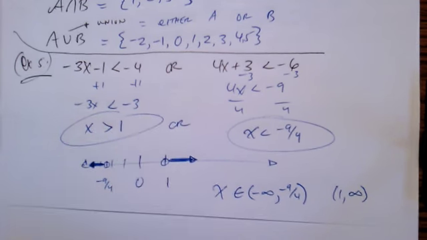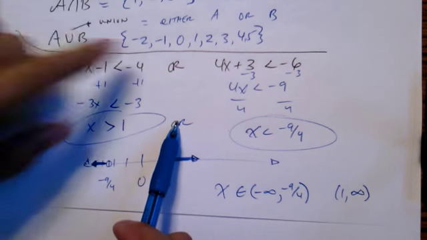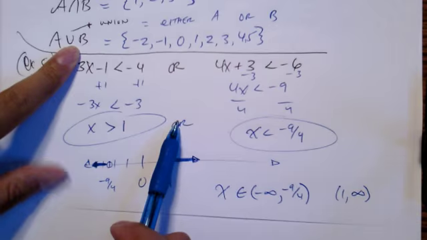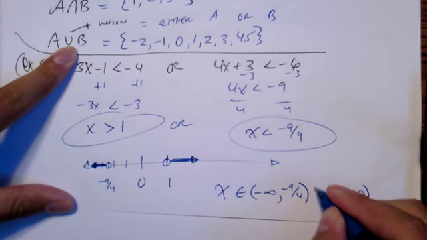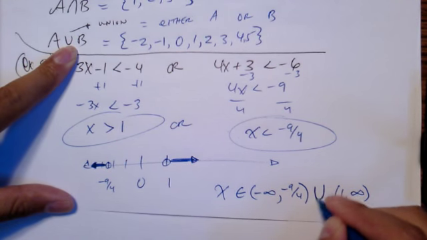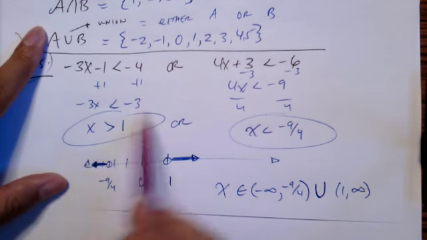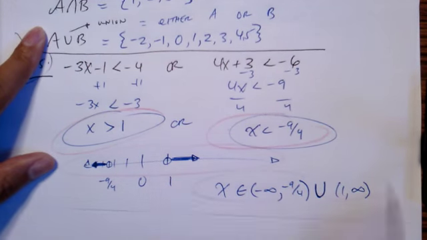And here's the hint. We have "or." See "or" right there? So the union notation is going to go right there. Okay, so that's the answer.